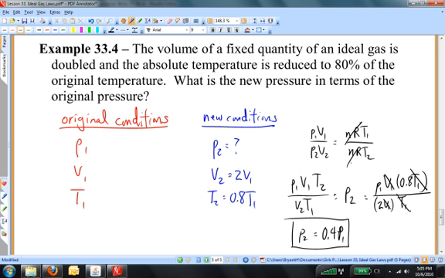So these ideal gas law problems are fairly straightforward once you catch on what to do. And we will have some more things that we'll deal with in coming lessons. For right now, that's it.